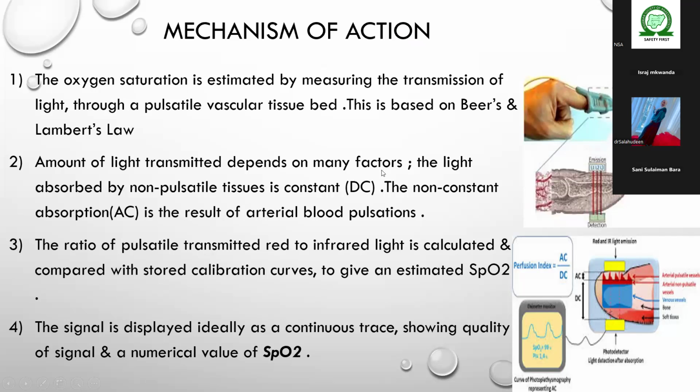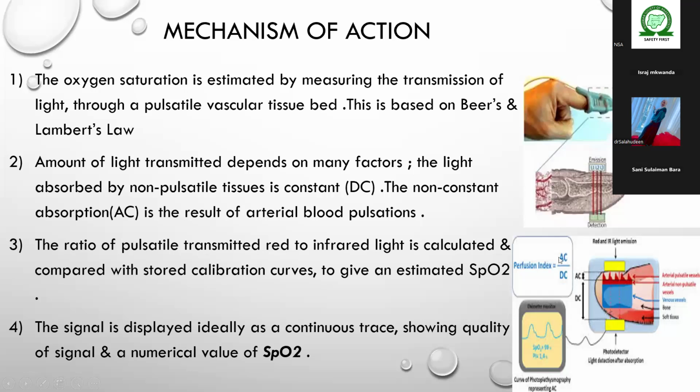The amount of light transmitted depends on many factors. The light absorbed by non-pulsatile tissue, which is constant, and the non-constant absorption, which is the alternating component, is the result of the arterial pulsation. The ratio of the pulsatile transmitted red to infrared light is calculated and compared with stored calibration curves to give the estimated SpO2. So the signal is displayed ideally as a continuous tracing, showing quality of signal, and a numerical value of SpO2.